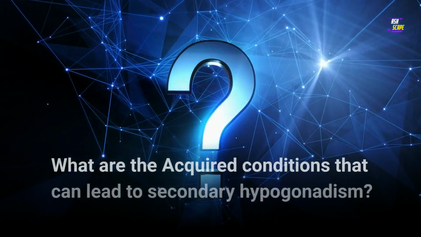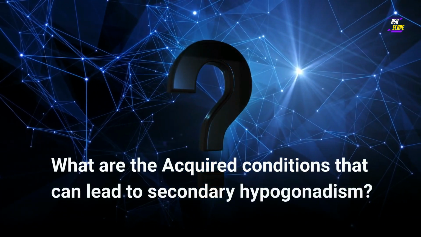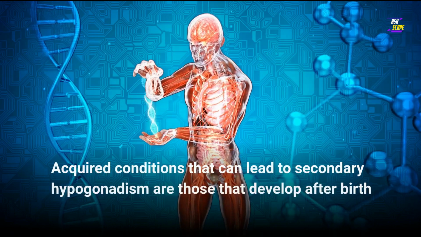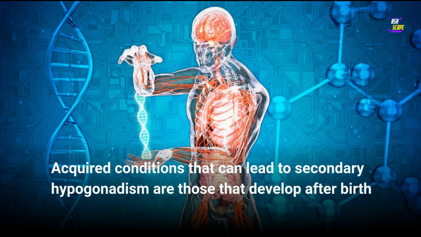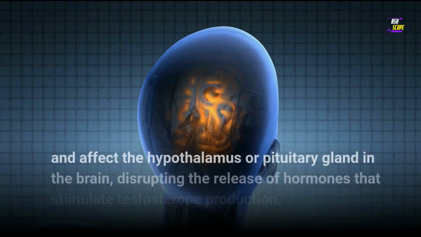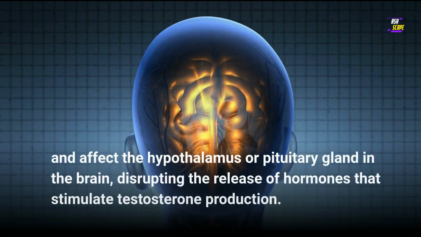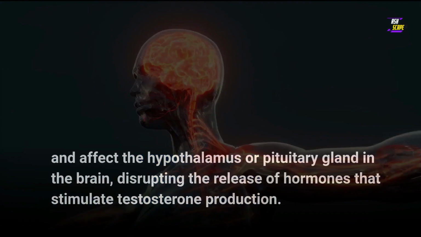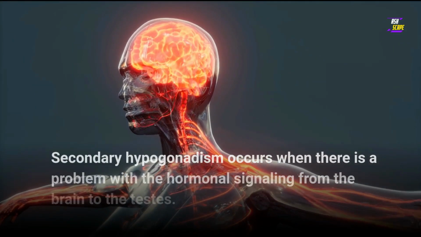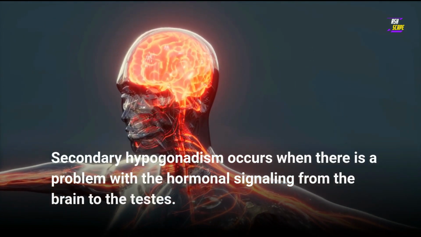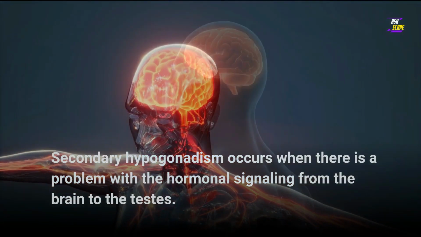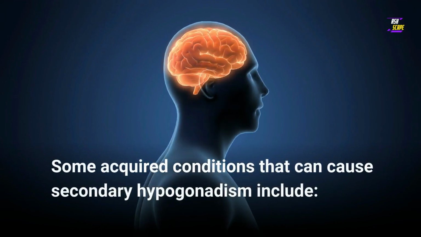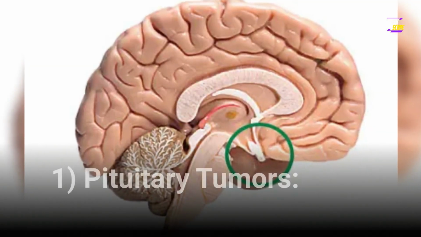What are the acquired conditions that can lead to secondary hypogonadism? Acquired conditions that can lead to secondary hypogonadism are those that develop after birth and affect the hypothalamus or pituitary gland in the brain, disrupting the release of hormones that stimulate testosterone production. Secondary hypogonadism occurs when there is a problem with the hormonal signaling from the brain to the testes. Some acquired conditions that can cause secondary hypogonadism include 1.